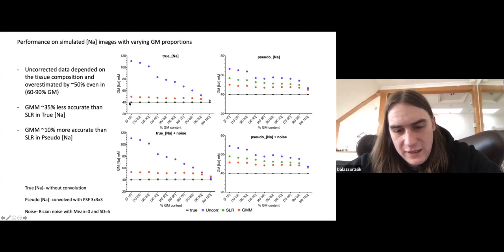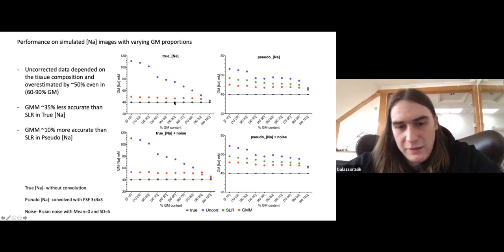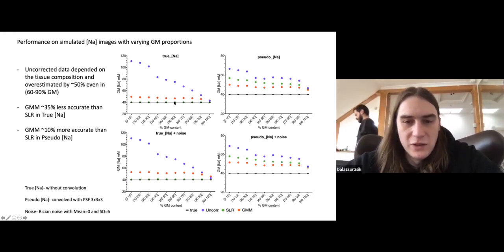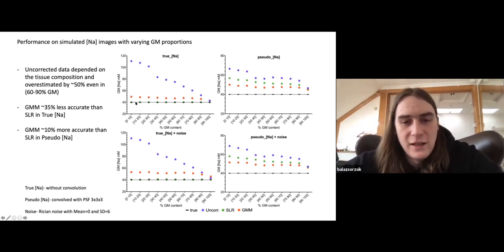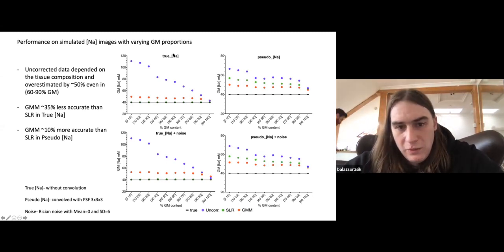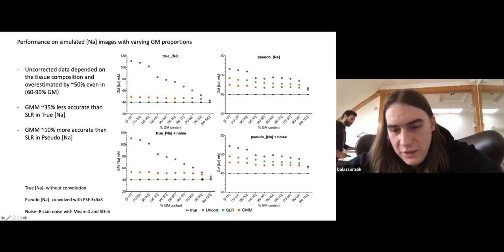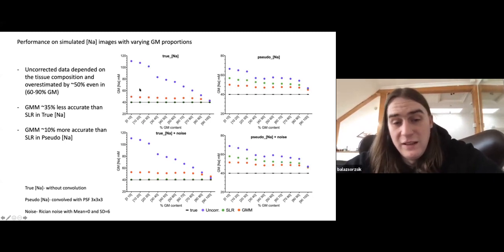And here we see that the SLR method basically solved it. The line here represents what the true sodium concentration was. This is the ground truth. The SLR method gets the ground truth in both true and true plus noise images, while the GMM overestimates it, and it's 35% less accurate in the true images.